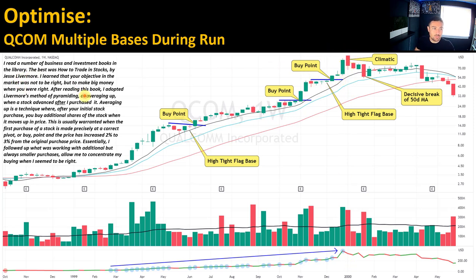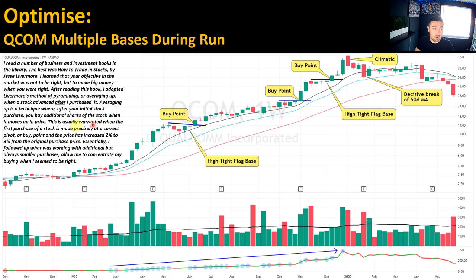I read a number of business and investment books in the library. The best was How to Trade in Stocks by Jesse Livermore. I learned that your objective in the market was not to be right, but to make big money when you are right. After reading this book, I adopted Livermore's method of pyramiding, or averaging up, when a stock advanced after I purchased it. Averaging up is a technique where, after your initial stock purchase, you buy additional shares of the stock when it moves up in price.